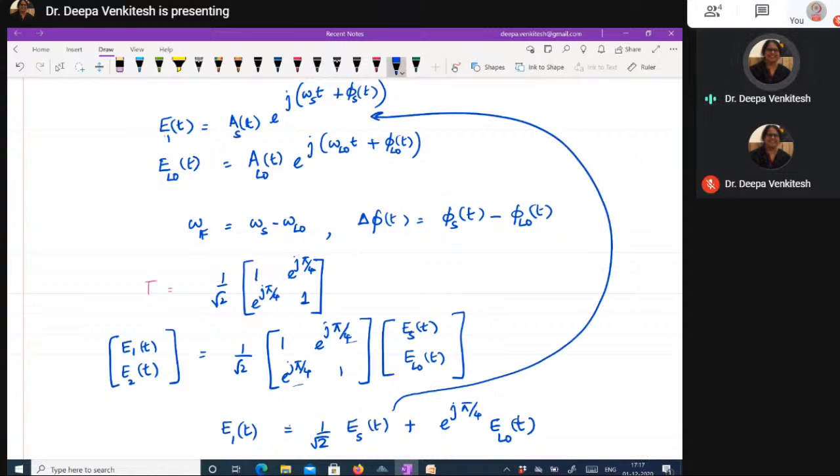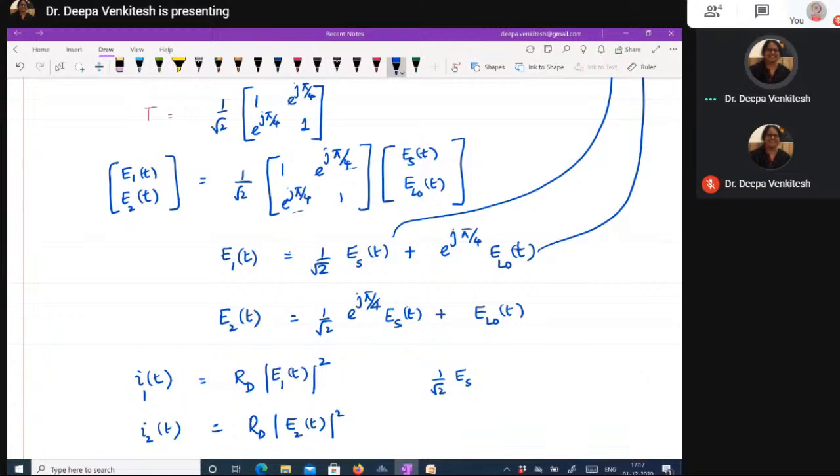Here, this is Es of t, and ELO of t is from here. So you have to substitute. And when you're doing mod square, how do I do this? You will have to do 1 by root 2 times (Es of t plus e power j pi by 4 ELO of t) times (Es of t conjugate plus e power minus j pi by 4 ELO of t conjugate). And this will give you the modulus square value.